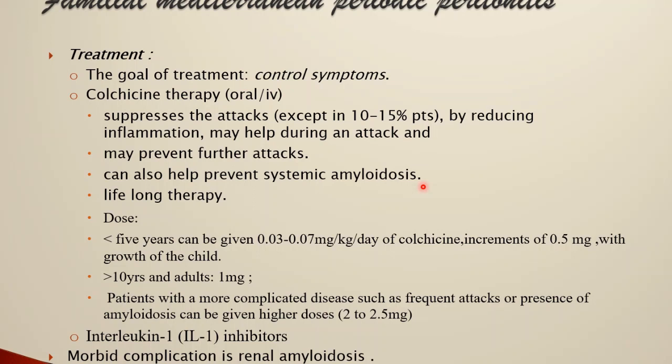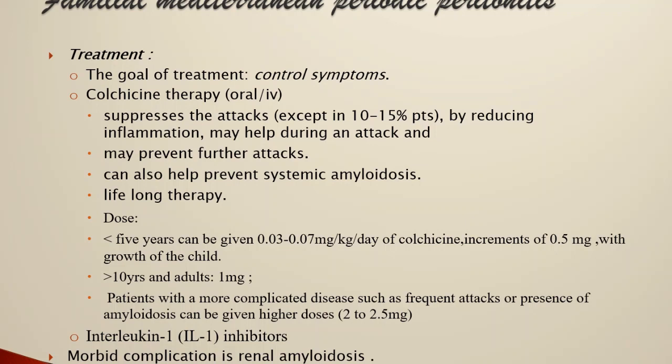The dose would depend upon the age of the patient. So if it's less than 5 years, then the dose is written down 0.03 to 0.07. You can read it up. As you go up the scale, more than 10 years adults, you go up to 1 milligram. You can even go up to 2 to 2.5 milligram, depending upon complicated disease, especially with amyloidosis.